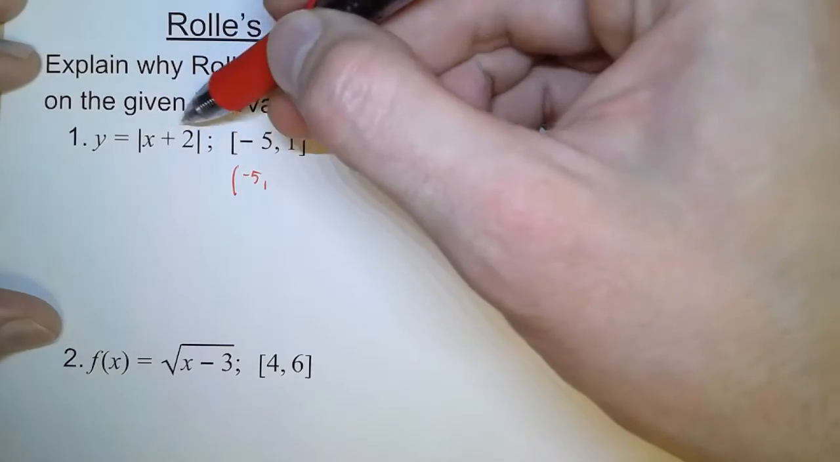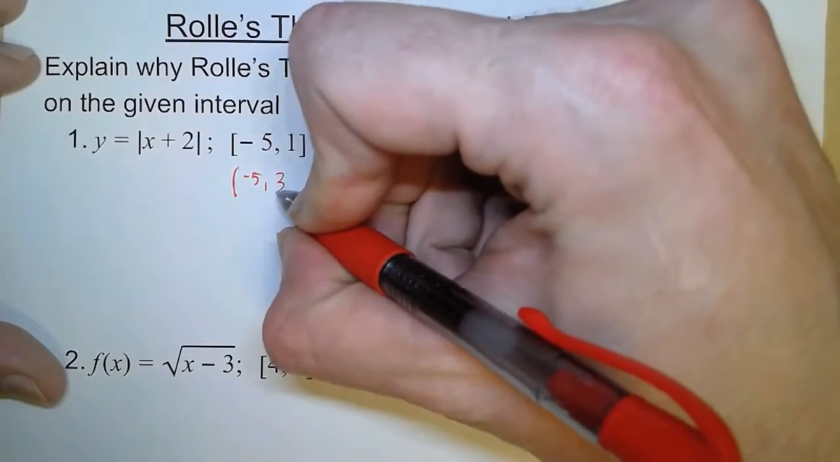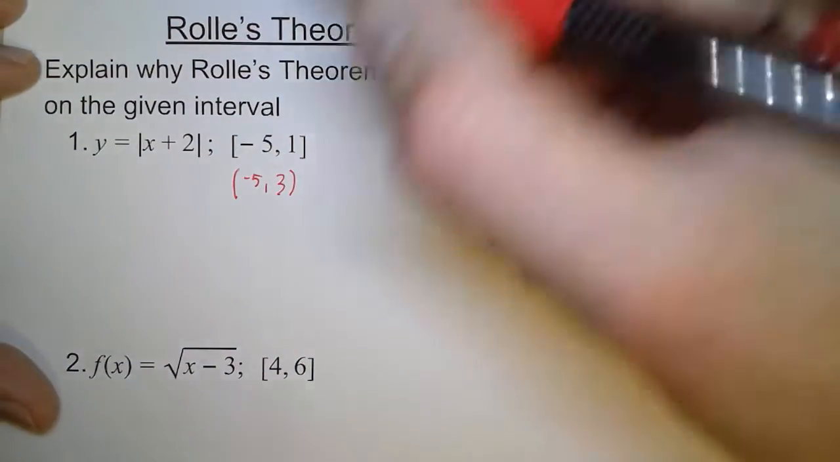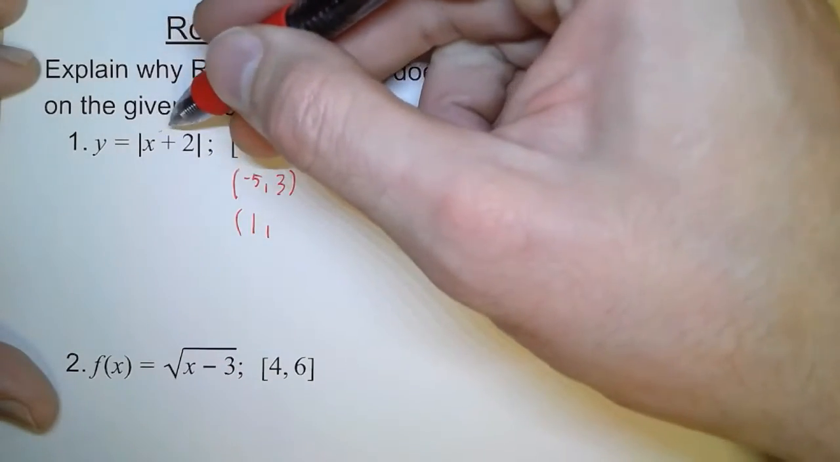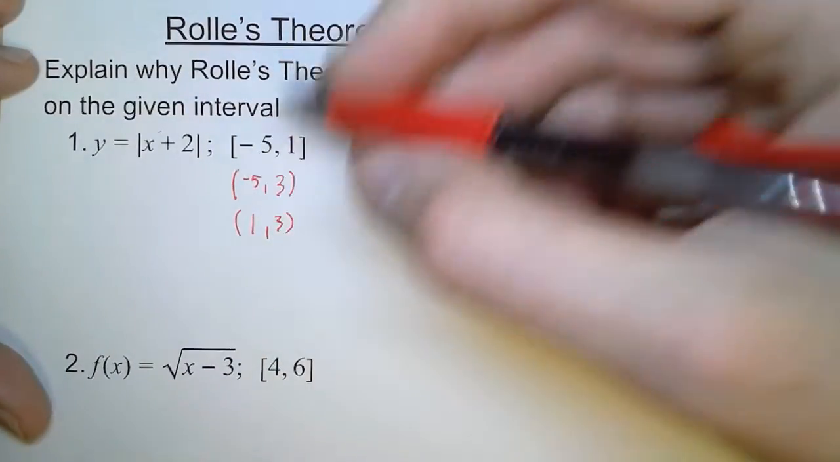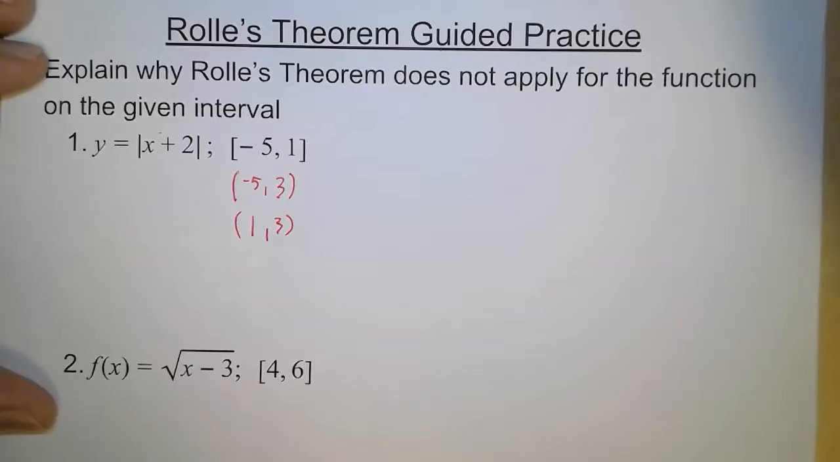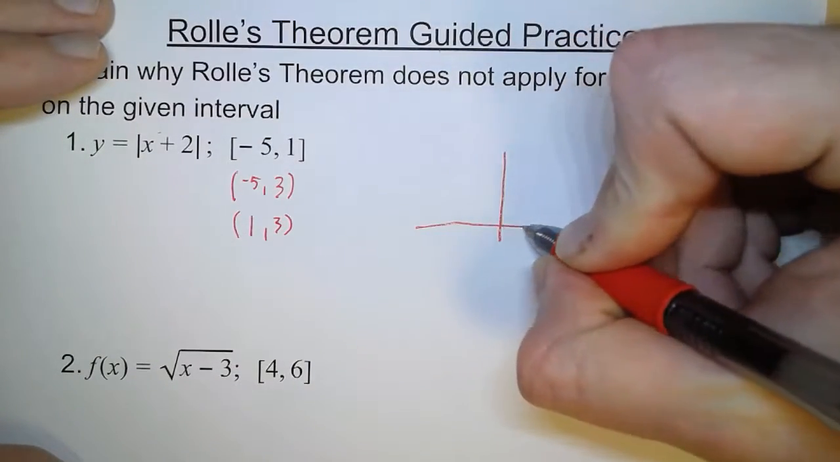So if we plug in -5 for x, what would we get back for y? Well, if we plug in -5, add 2, we get -3. And since we have the absolute value, that makes it +3. And we do the same thing for 1. If we plug in 1, add 2, we get 3, and the absolute value keeps it positive. So the endpoints do have the same value. So that's not the issue. What is the issue is the shape of the graph.